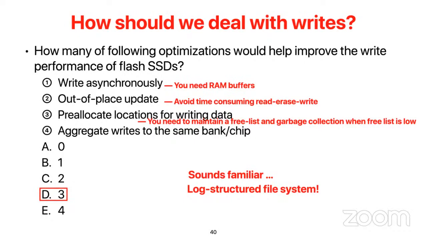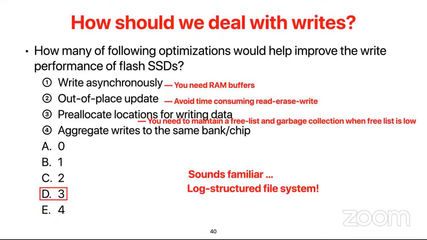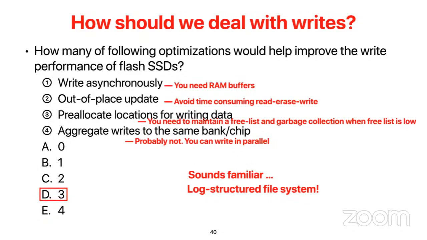The only thing that we didn't do is that we don't aggregate writes to the same bank and chip. And the main reason is because flash memory is different from a conventional hard disk drive in that the conventional hard disk drive has only one disk head. However, with flash memory, you have multiple chips, multiple banks, multiple blocks, and they can potentially be accessed together at the same time. So if you try to aggregate writes to the same bank and chip, you are going to sacrifice the parallelism, and it's actually bad for performance, right?